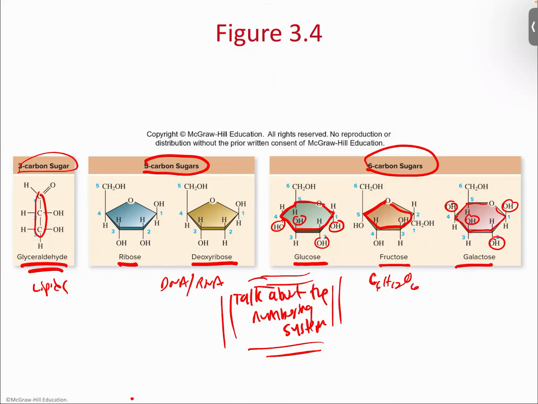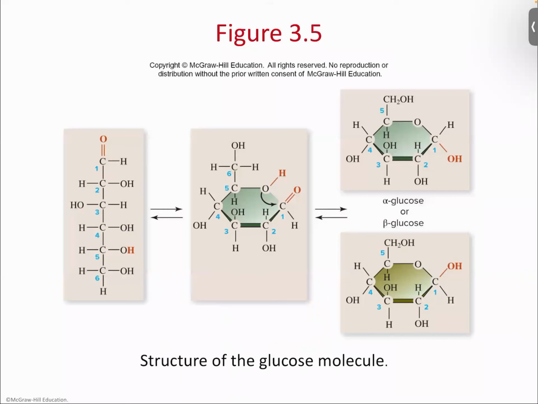Now, what I wanted to do is talk a little bit about this numbering system. You notice that you see the little blue numbers all over the place, and a lot of times that confuses students. They're like, okay, what's the deal with all these numbers? And so here's glucose. We're going to simplify it a little bit.